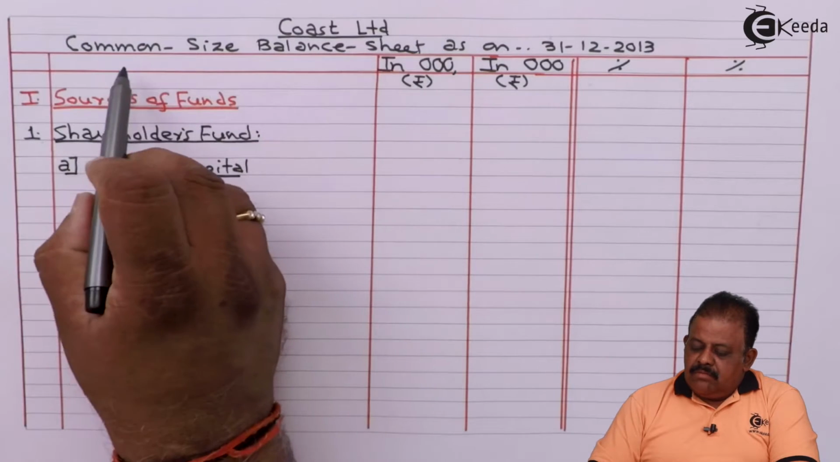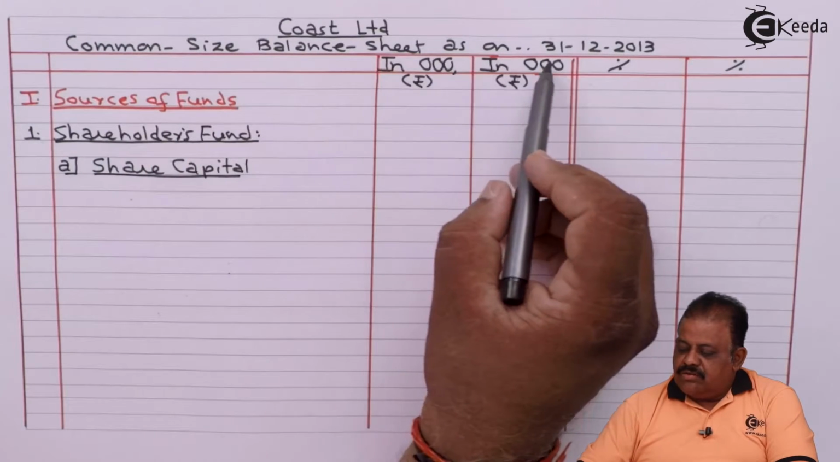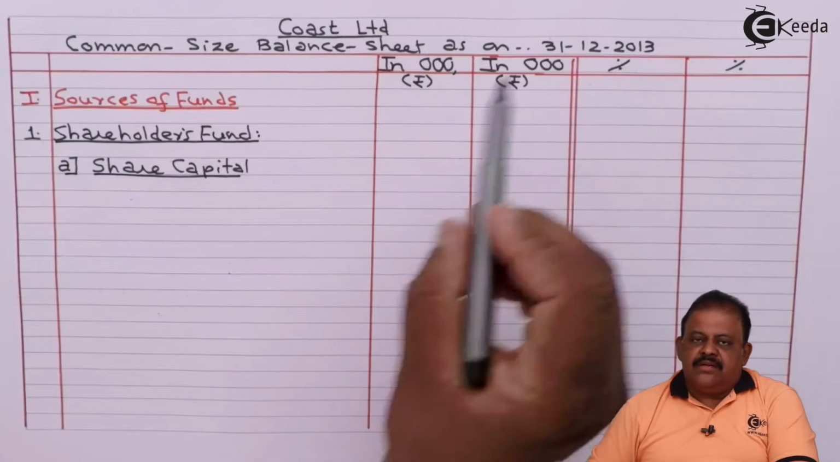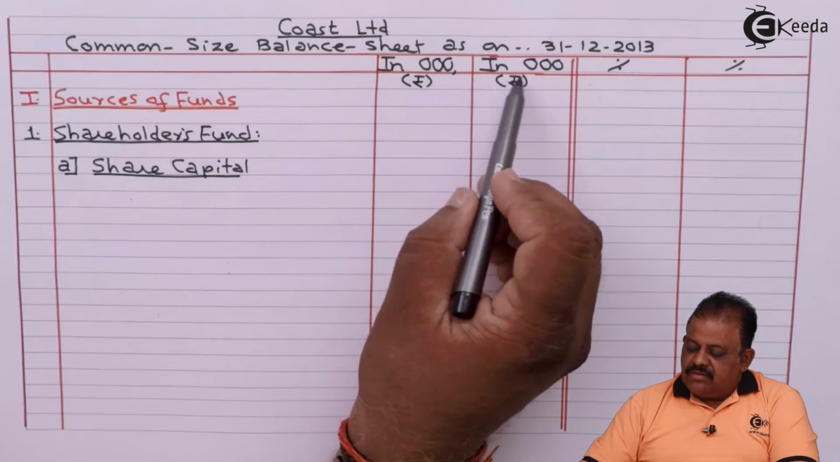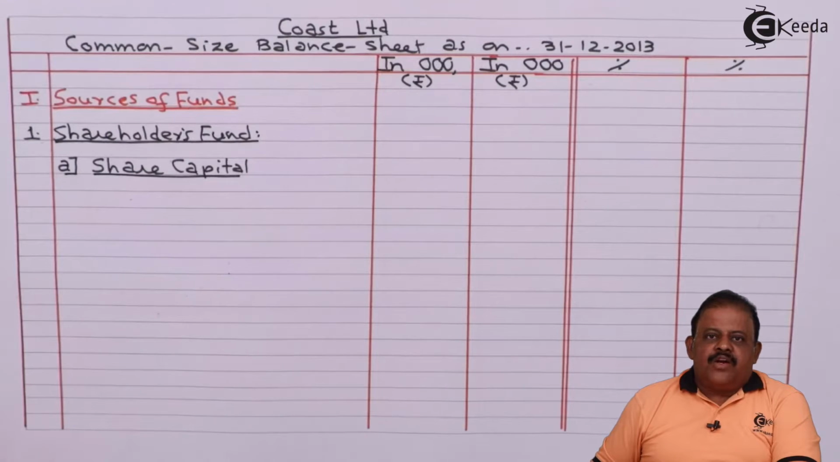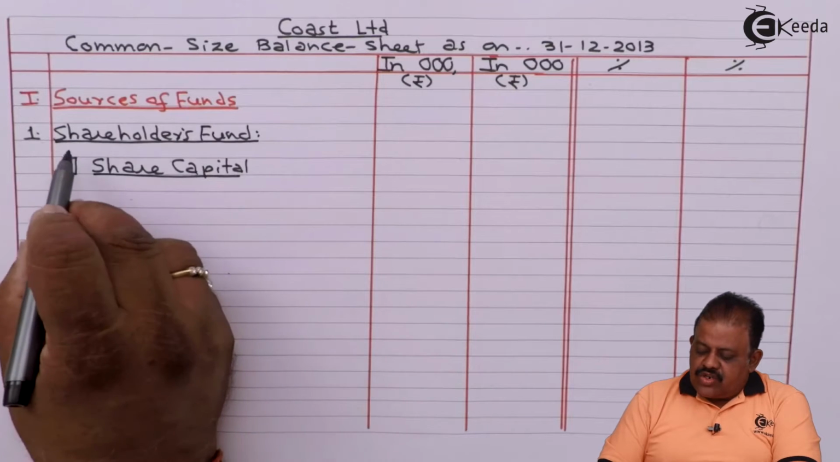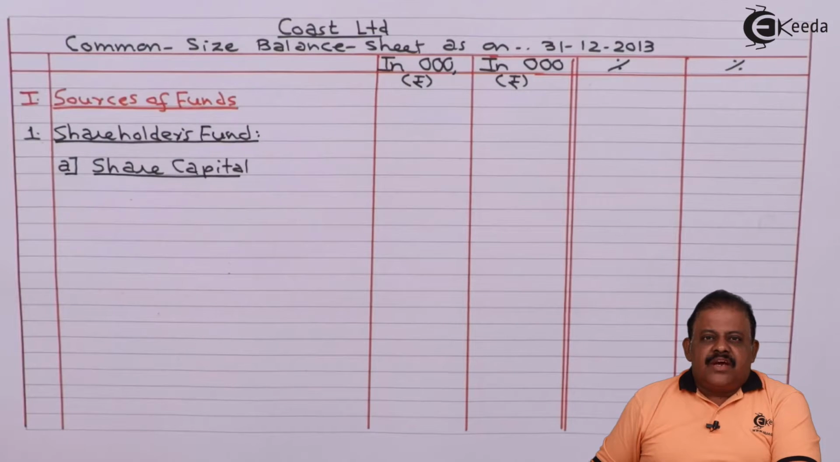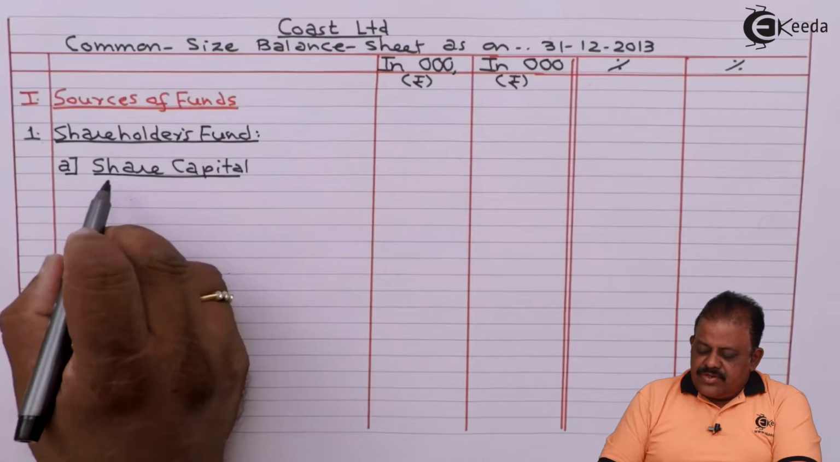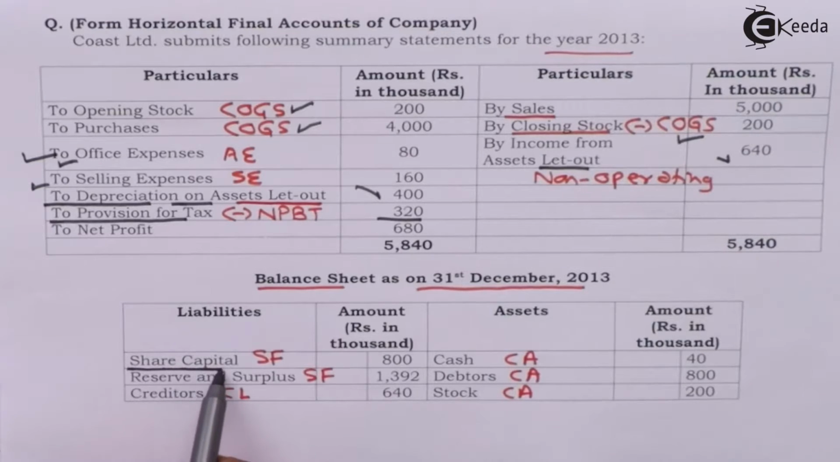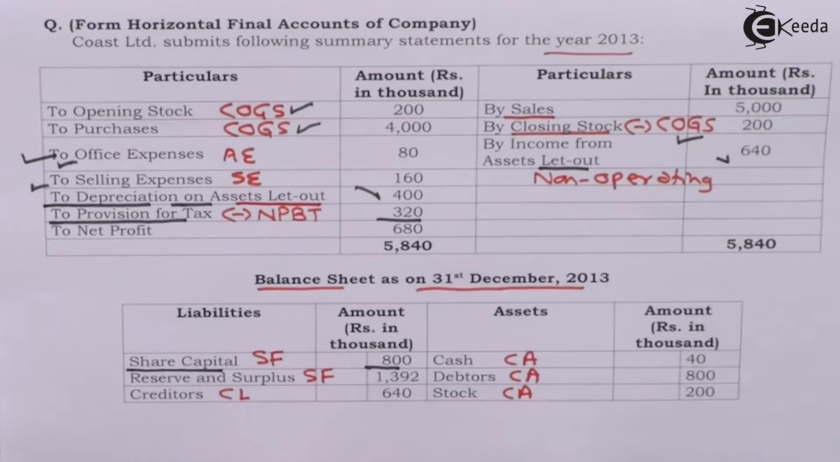Coast Limited, common size balance sheet as on 31st December 2013. Amounts are given in thousand. First part of balance sheet, sources of funds. There first we'll have shareholders fund. In shareholders fund, first item will have share capital. Share capital 800,000. To this we are required to add reserves and surplus 1,392,000.